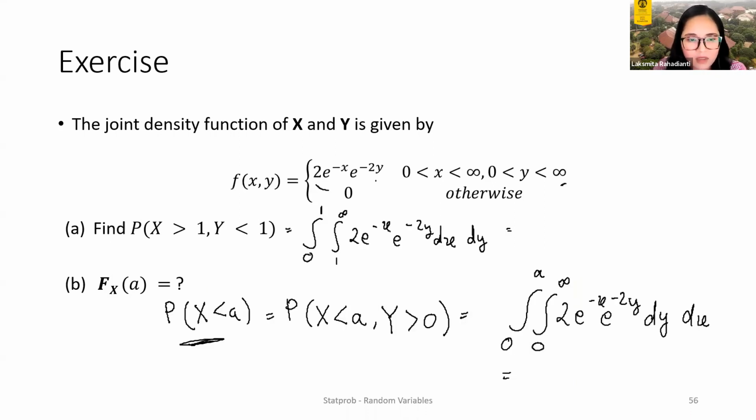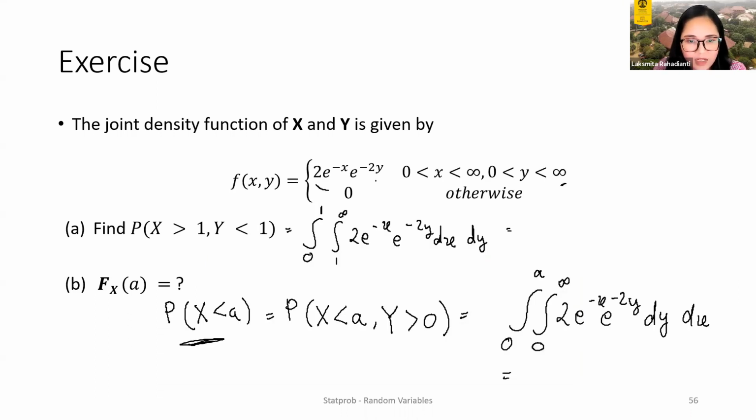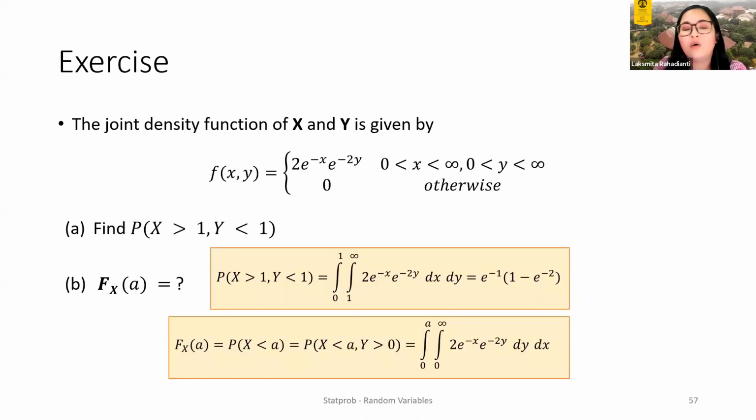1, 1, 0, infinity. And here it's a1. Yes. So I had correctly translated it up until this part.